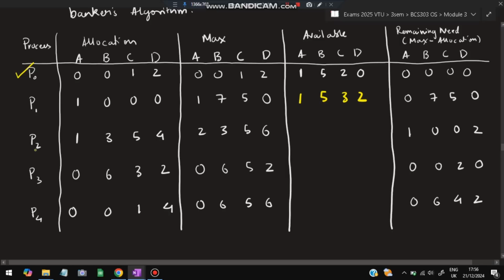We'll skip and move to the next one, P2. Now P2, you check 1002, it requires 1a more and 2d more. Okay, do I have 1a? Yes, I have. Do I have 2d? Yes, I have. And 00, it can be ignored.